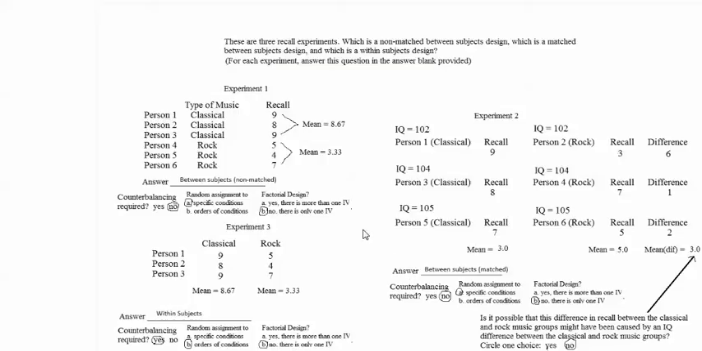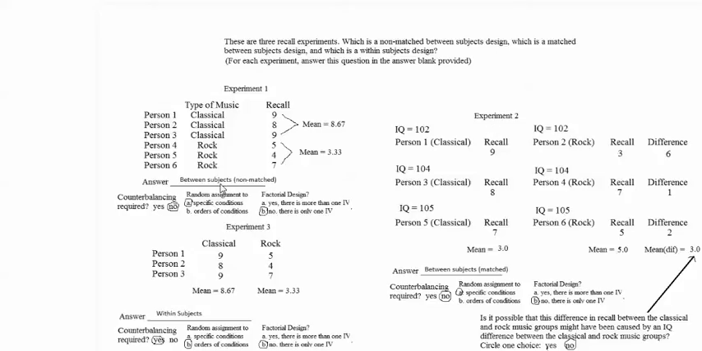Let's go through the correct answers to these questions. This one, experiment 1, was a between subjects design because one group of 3 participants listened to classical music, and one group of 3 participants listened to rock music. So a separate group of people listened to classical and a separate group listened to rock. And each person was only tested once. Each person was tested either under classical or under rock, but not both.